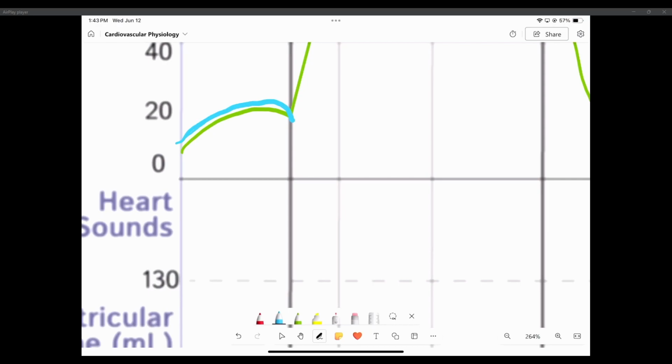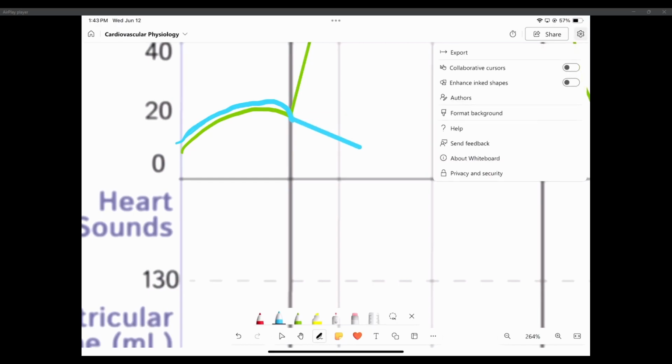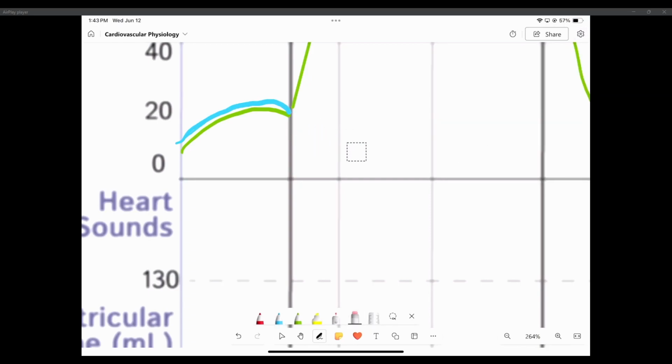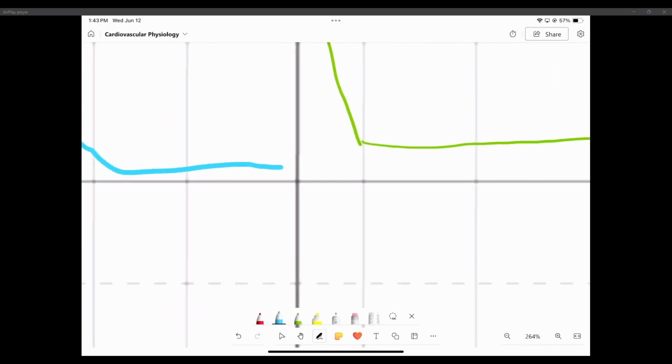Because the mitral valve closes, we get, remember the atria are filling a little bit, so they kind of do nothing here. And then it goes down. And then eventually we go higher, and the whole system repeats itself.